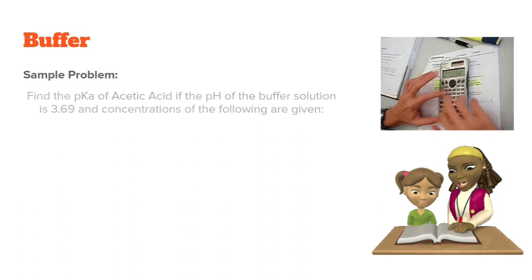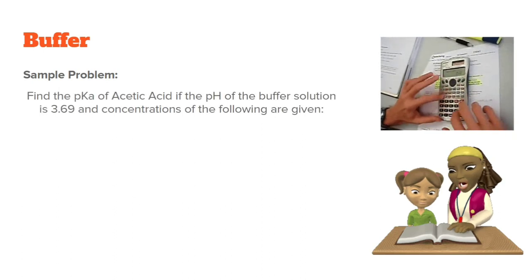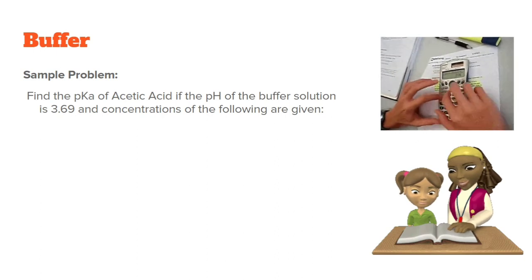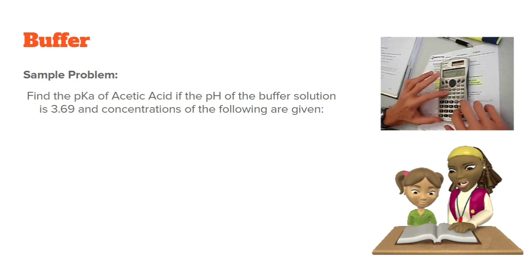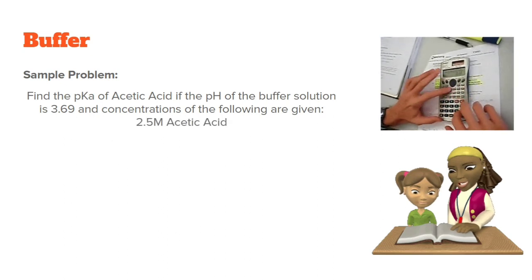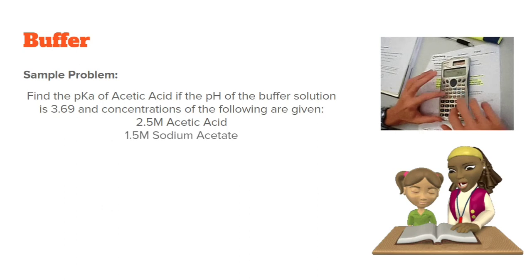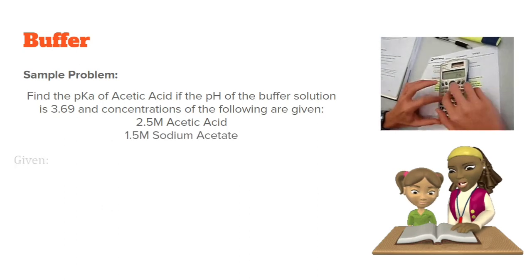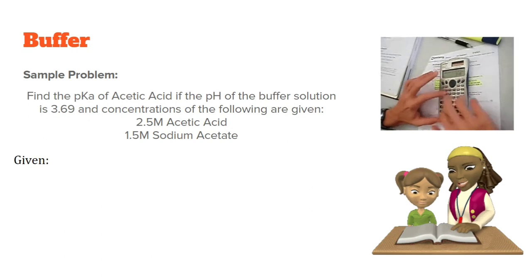Next sample problem. Find the pKa of acetic acid if the pH of the buffer solution is 3.69 and the concentrations of the following are given. We have 2.5 molar acetic acid and 1.5 molar sodium acetate. So yeah, try to check what is given.